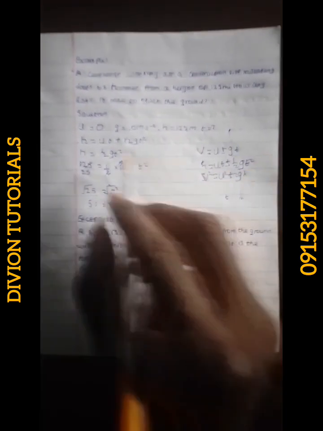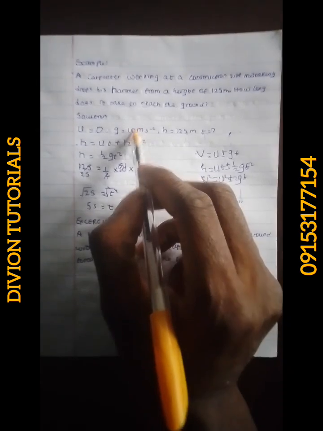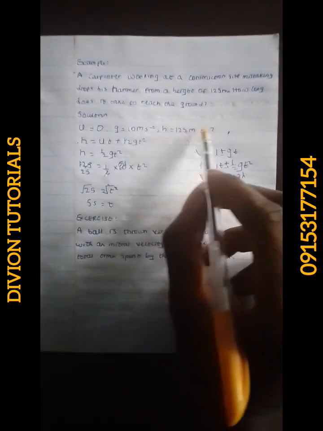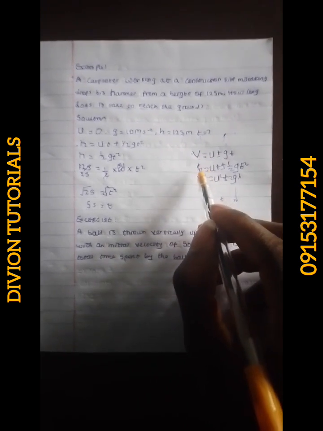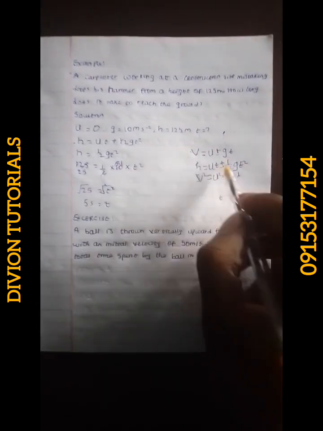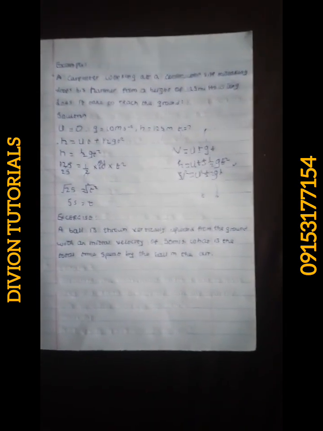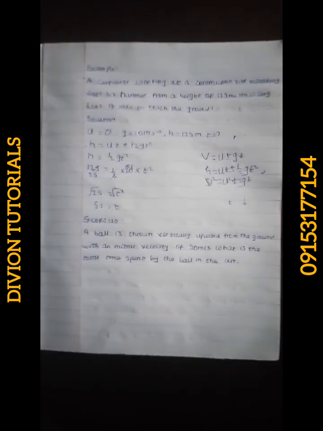So you are going to look at everything that is here. u equals 0, g equals 10, h equals 125, t equals this. Which formula has all 4 inside? You are now going to look. It has h, it has u, it has t, it has g. So you are going to stick with this formula. That's how we know the formula to use. So you must first know the formulas, then you think about which one you are going to use.